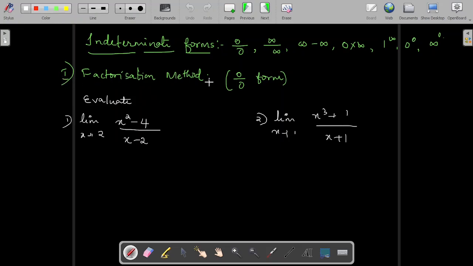Now under that, the first method is the factorization method. This is usually applied for the 0 by 0 form.